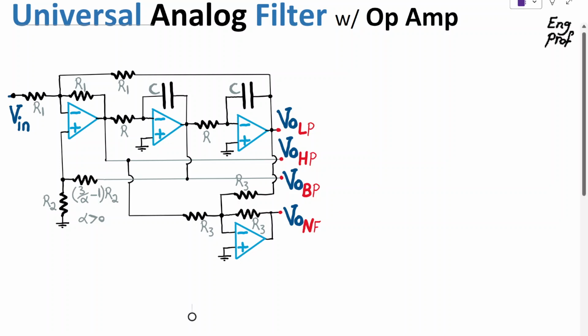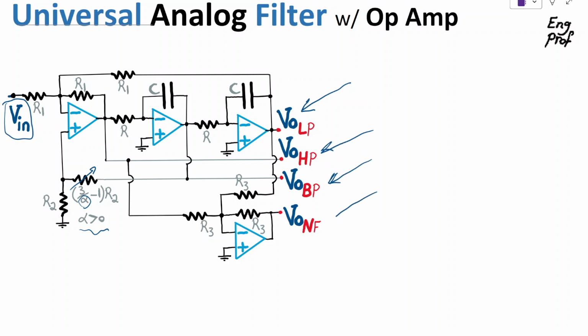A universal analog filter is shown here, implemented using 4 ideal op-amps, 2 capacitors, and 1 potentiometer with parameter alpha in the denominator, and alpha has to be greater than 0. The nice thing is this circuit effectively receives Vin and then generates 4 filtered versions of that: 1 low-pass version, 1 high-pass, a bandpass, and then a notch filter or stopband version of the input, all coming out using just a single circuit.